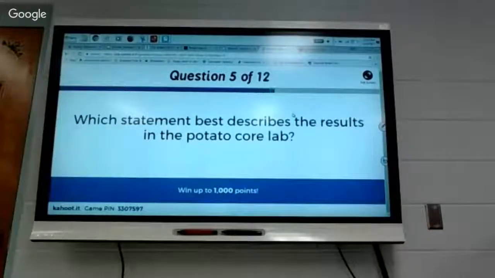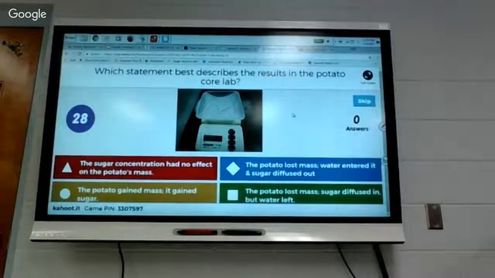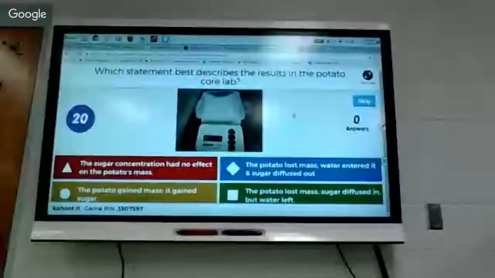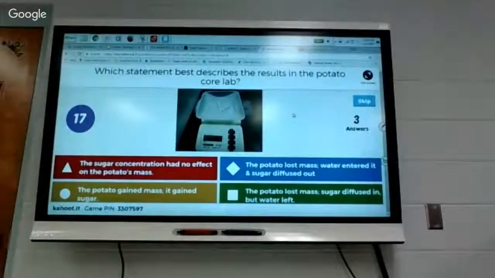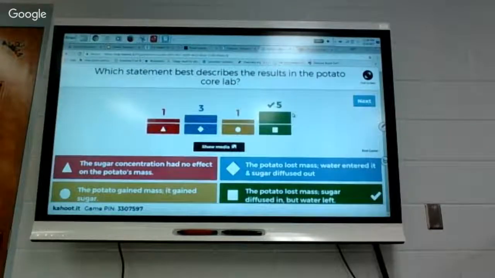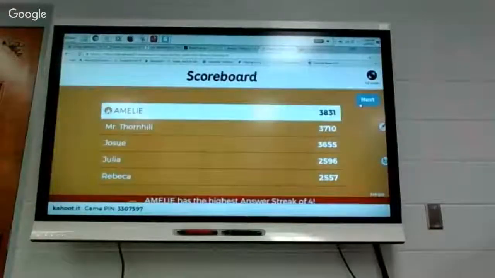Okay, so remember the potatoes. We put ours in salt, but either way, you can substitute salt with sugar. It's the same answer. Lost water.